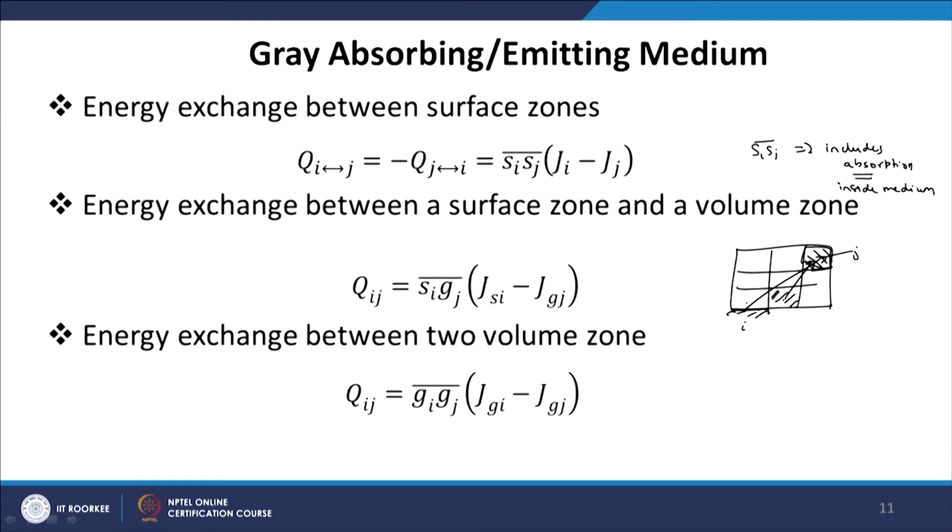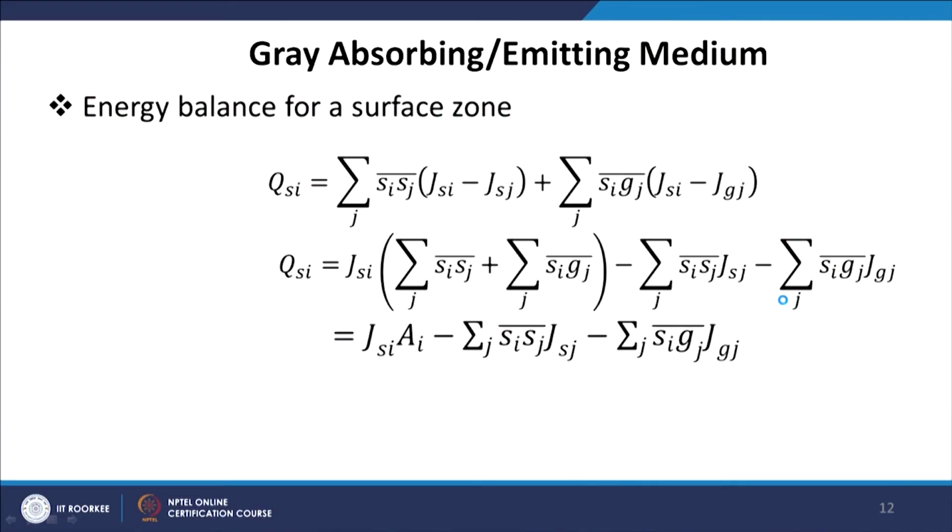Now, energy exchange between two volume zones can be written in similar fashion. Let us say we have one volume zone here and another. Between these two volume zones, how much energy is exchanged, we can write down as Qij is equal to GiGj times (Jgi minus Jgj), where GiGj is the volume to volume direct exchange area and Jgi and Jgj are the radiosities of the volumes i and j respectively.